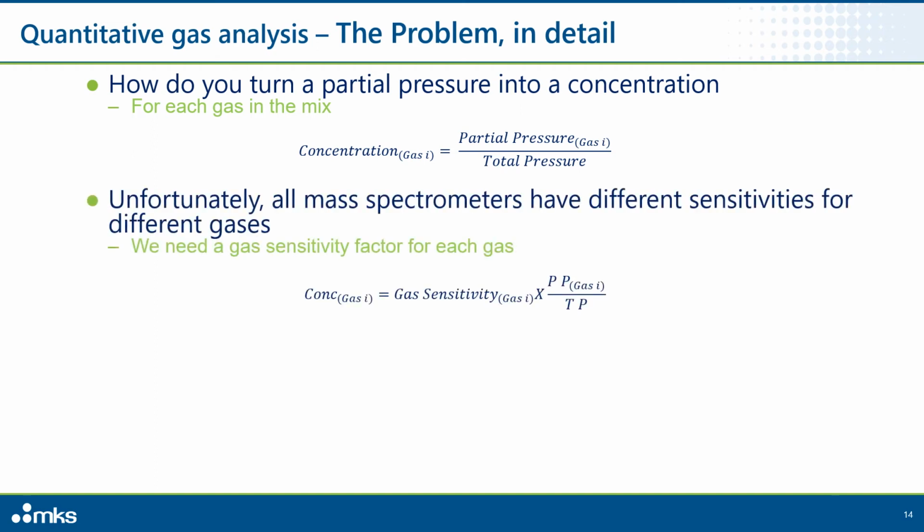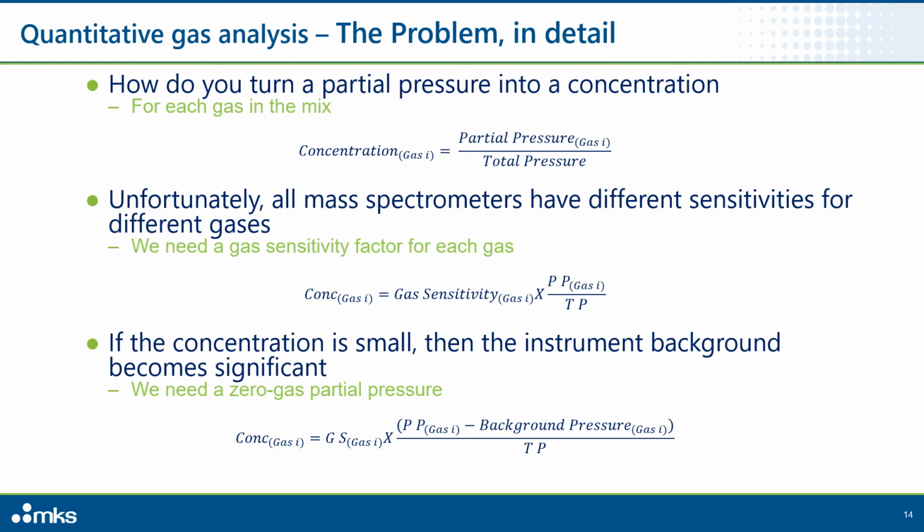You need to deal with the gas-specific sensitivity. So each mass spectrometer has its own sensitivity for certain gases. So you need to work out that factor for your system and the gas that you want to analyze. Don't use the factors in the libraries. They are not wrong, but not accurate enough.